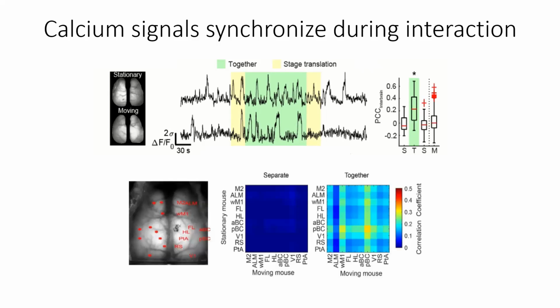We also looked at individual regions. So now we're looking at regions plotted on the surface of the cortex and correlating the signals between mice. And this correlation is now expressed in color on this matrix. And again, we can see a large increase almost across the board when they're together, but most notably a large increase in the posterior barrel cortex, which is the whisker-associated sensory cortex.